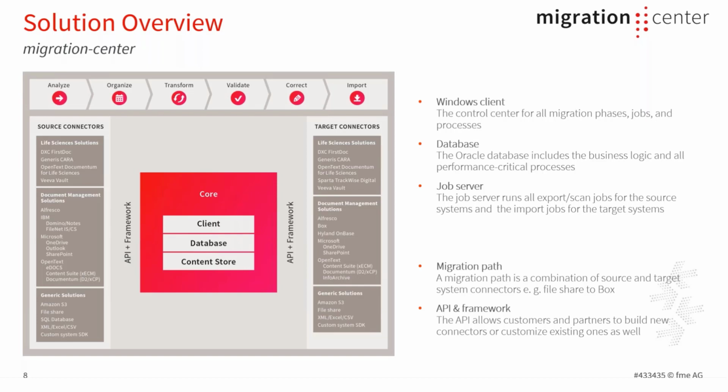So as I mentioned, we have over 220 different migration paths. So when I say migration path, I mean always the combination from source to target. It could be, for example, file system to SharePoint, or Documentum to OpenText Content Server, doesn't matter. So we have more than 220 different combinations out of the box ready for you.